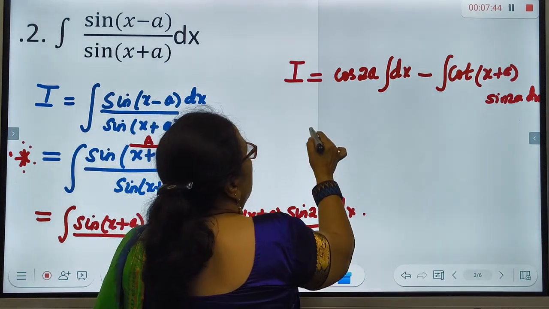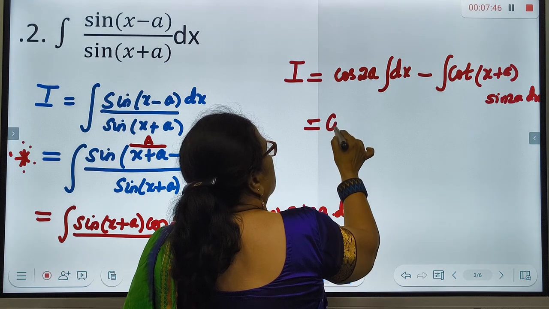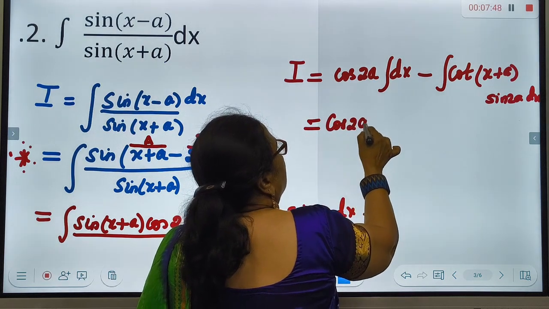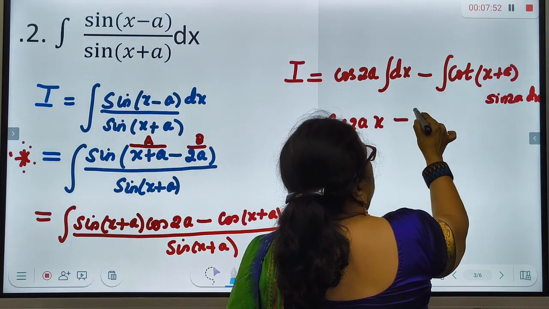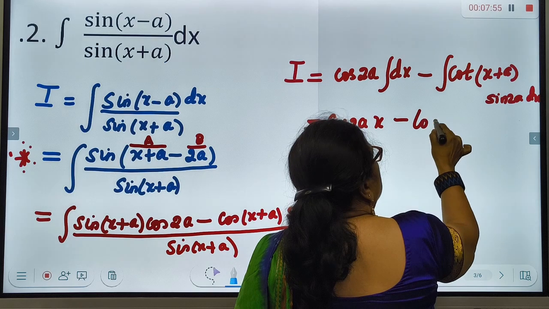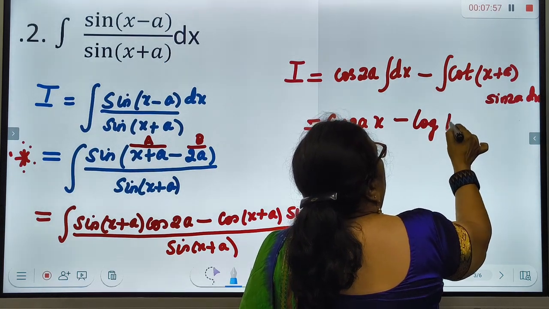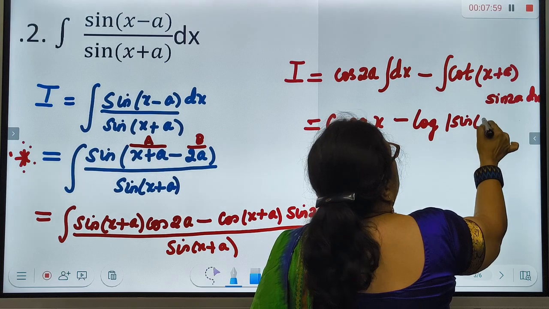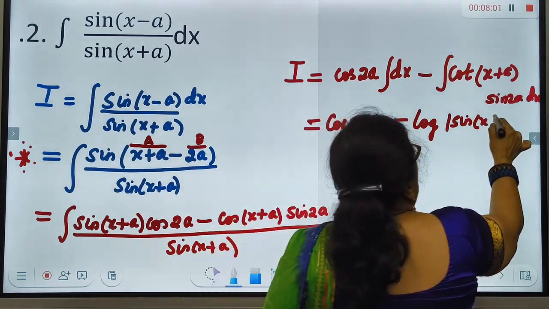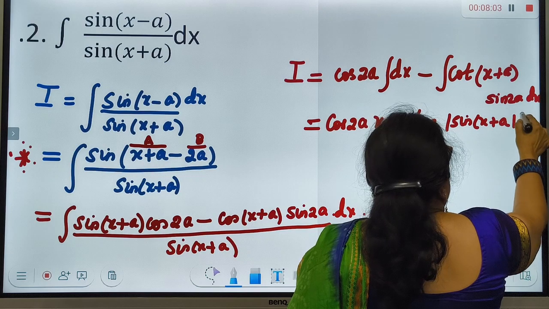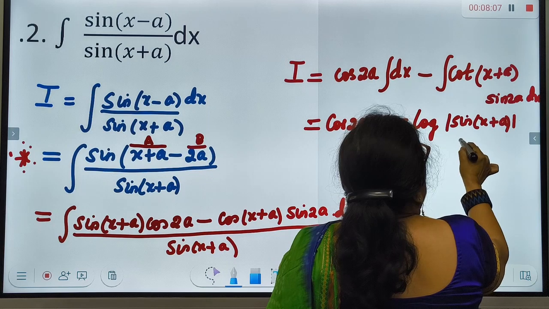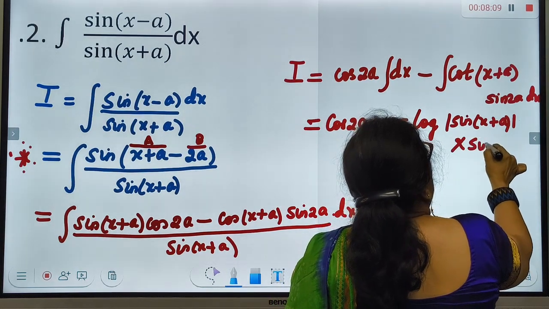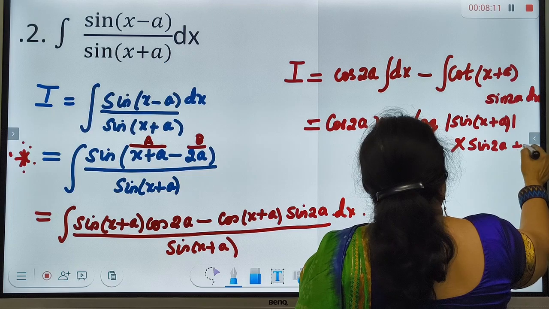Now sine 2a is a constant. This is cos 2a, and integral of dx is x. Now integral of cot theta we have seen is log sine. So log mod sine of x plus a, this is a constant, you can take it outside, into sine 2a plus c.